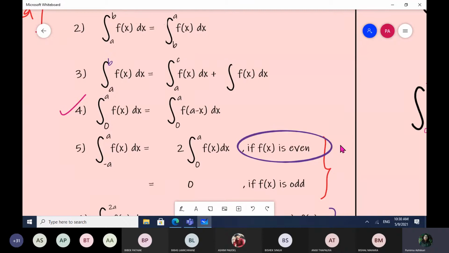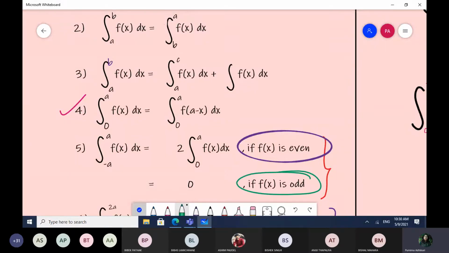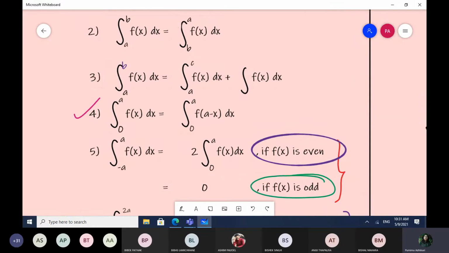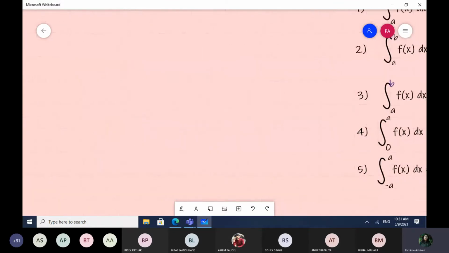Now let's talk about the second part. If your function is odd, what happens? So let's talk about this. What do you understand by an odd function? So what is an odd function?